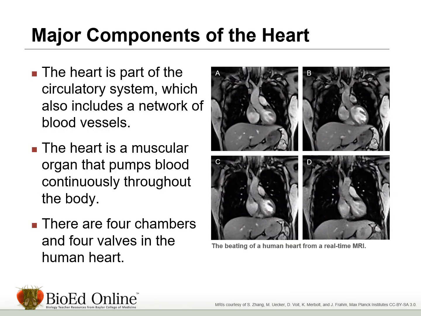So the major components of the heart: it's part of the circulatory system, which also includes a network of blood vessels, right? Because the heart pumps out blood, hence it's included in a network of blood vessels. It pumps blood continuously throughout the body, and there are four chambers and four valves in the human heart, right? Here you can see the heart. You can see how big it is from the MRI. The heart is a very big organ, right?